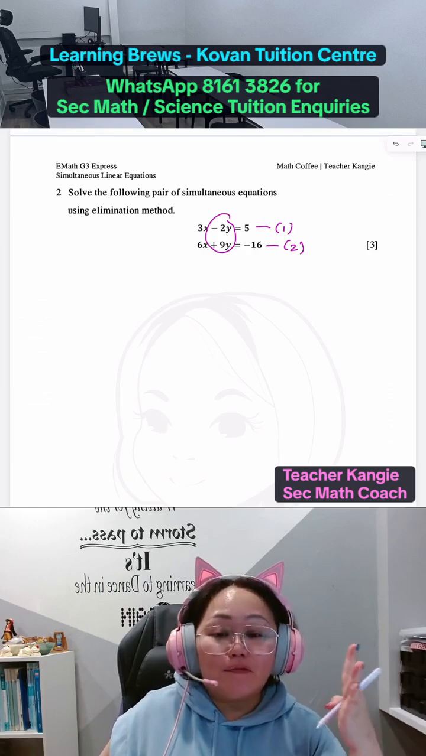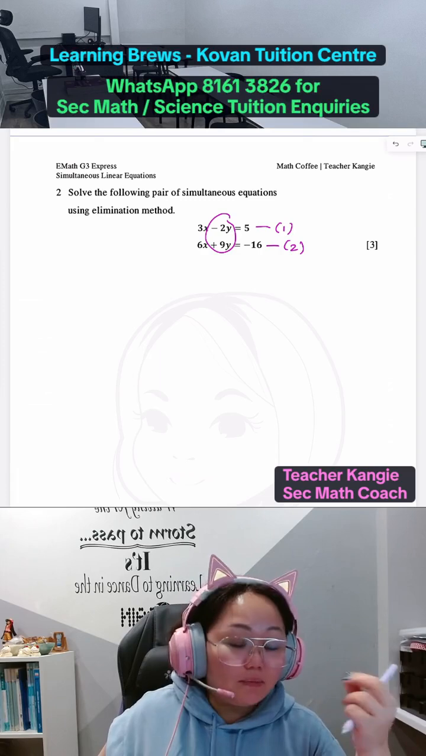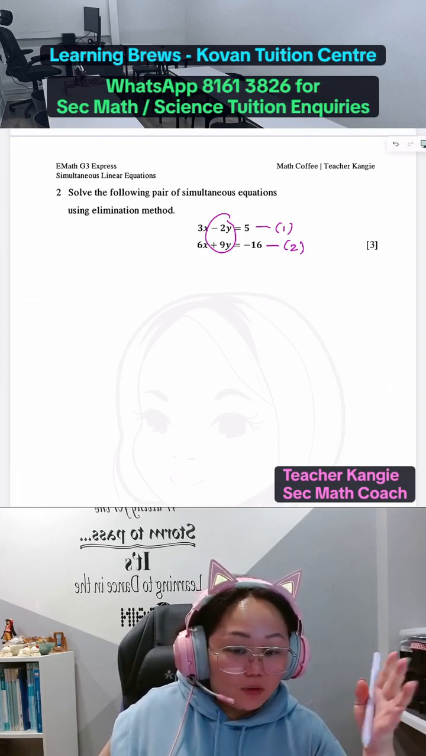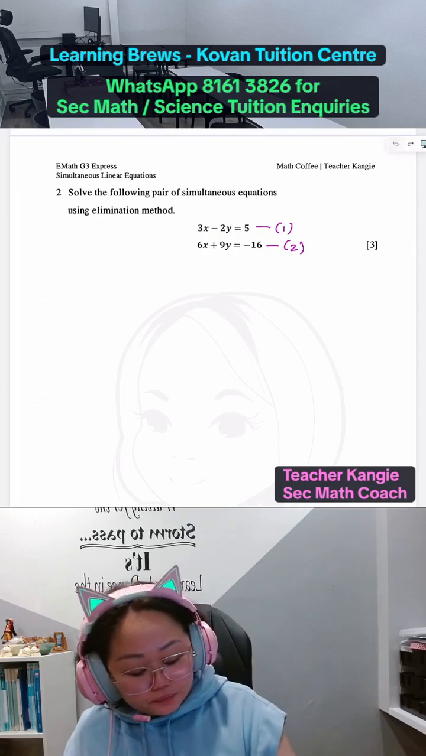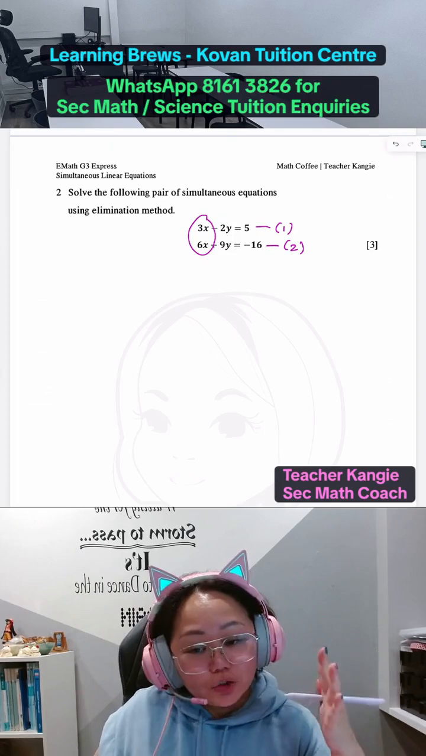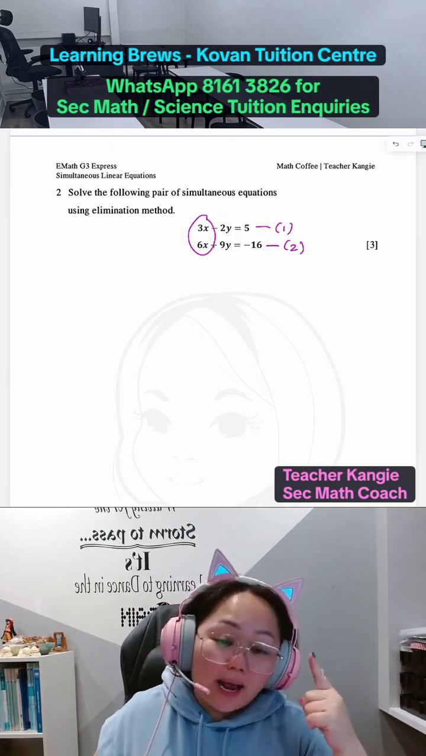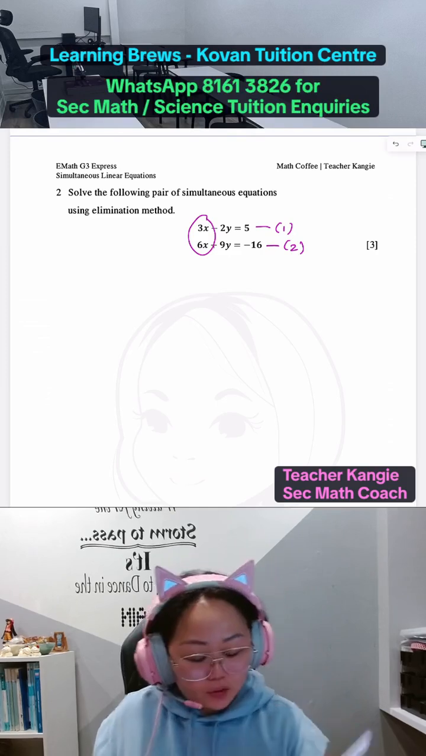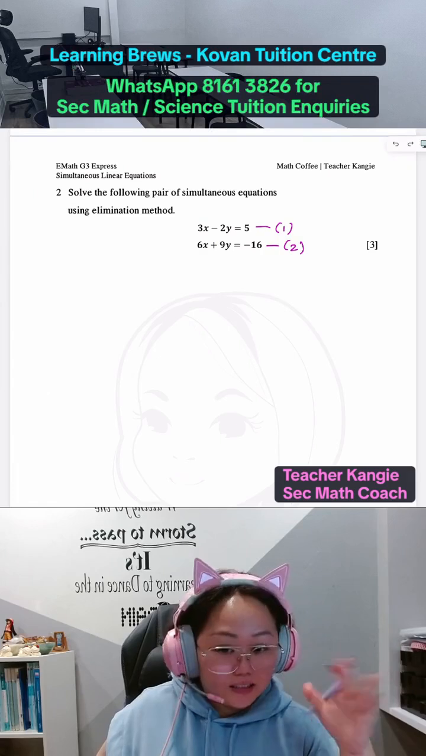So in the end, I have to find the LCM, which is 18 in this situation. That means change them to 18, and then I eliminate 18y. But I have to massage 2 equations. But if you look at 3x and 6x, you know I can change the 3x to become 6x by just multiplying by 2. Then at least I only need to massage 1 equation. So we make a decision that we're going to make x disappear.